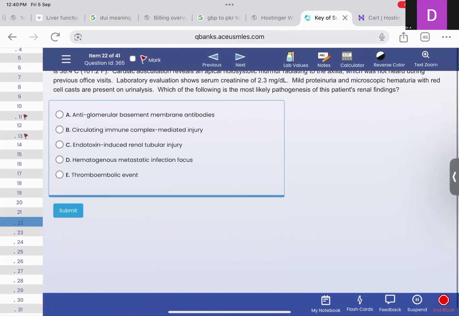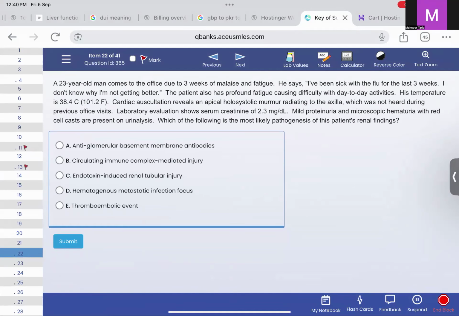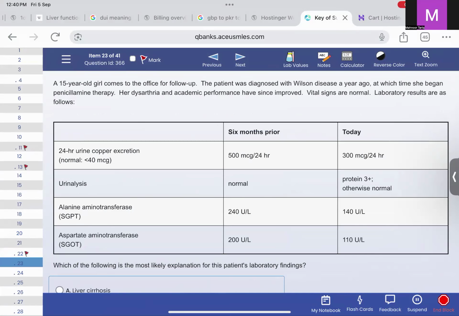Anyone? Which of the following is most likely pathogenesis of this patient's renal findings? A 23-year-old man comes to the office due to 3 weeks of malaise and fatigue. He says, I've been sick with the flu for the last 3 weeks. I don't know why I'm not getting better. Sorry, it was an infective endocarditis, so I think we should skip it. We will discuss it in some other sections.